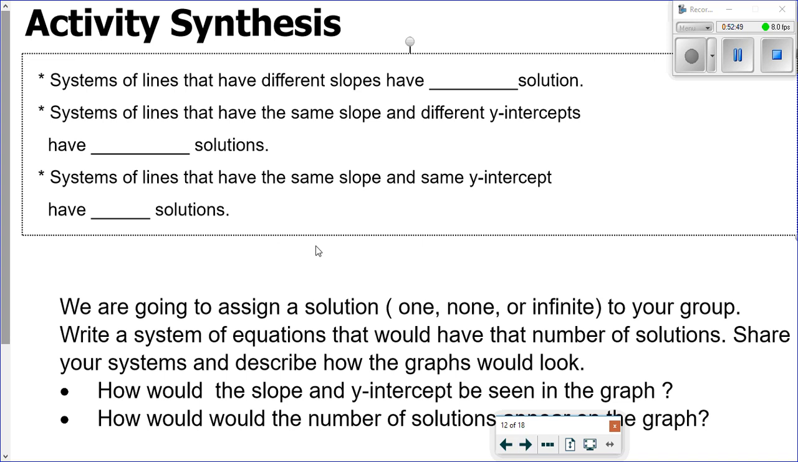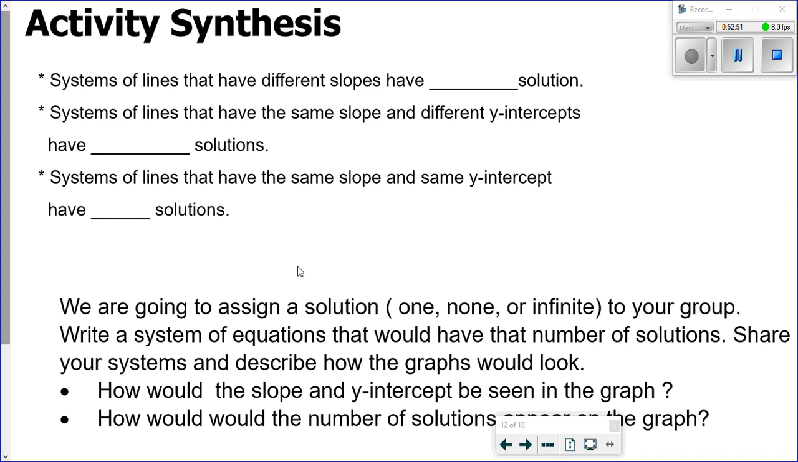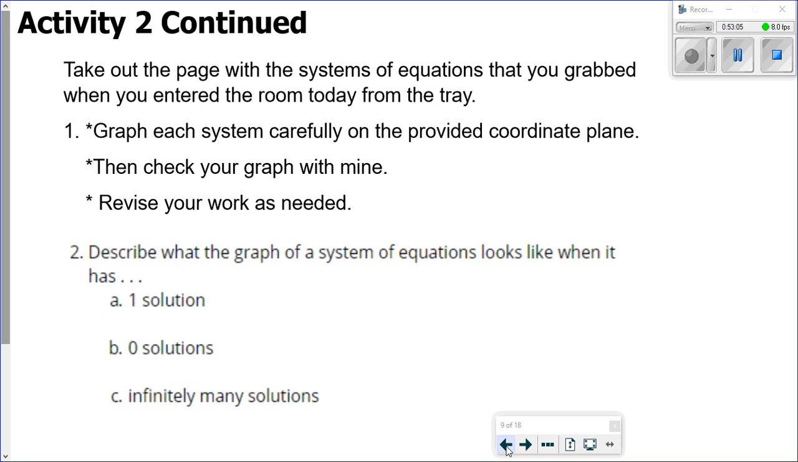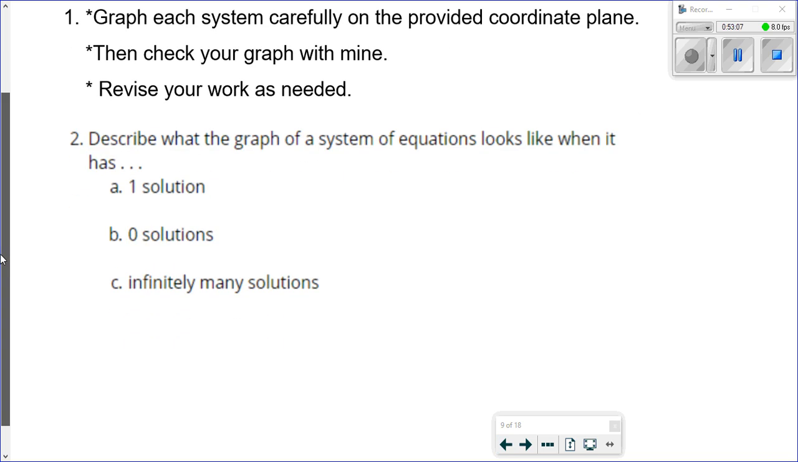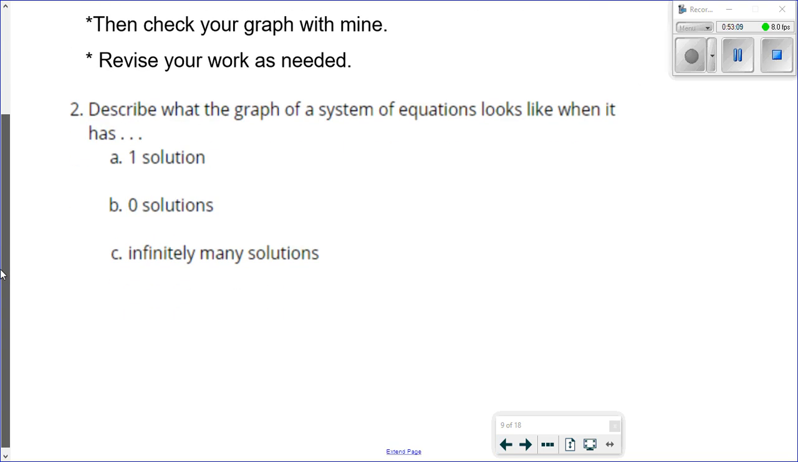All right, so some things to recap. You can go ahead and recap this on page 71 in your notes. Let's backtrack there and fill that in where it says question 2. Describe what the graph of a system of equations looks like when it has one solution. We have a point of intersection, so fill that in.